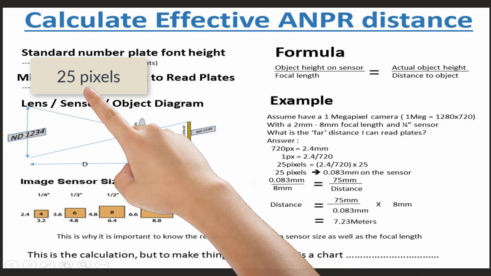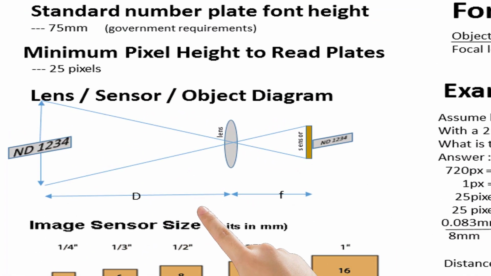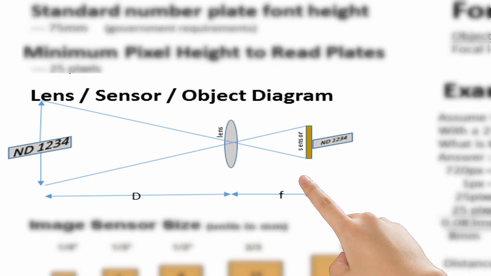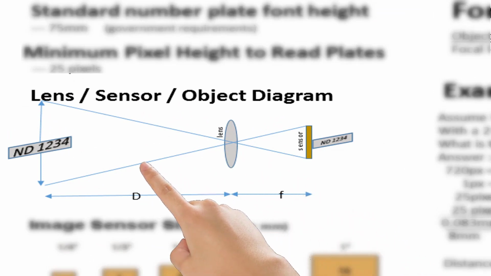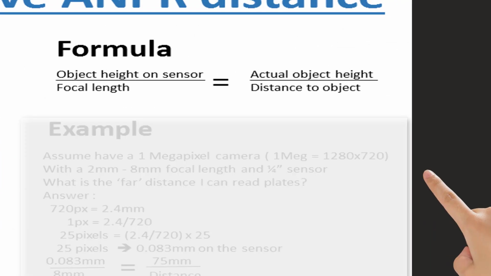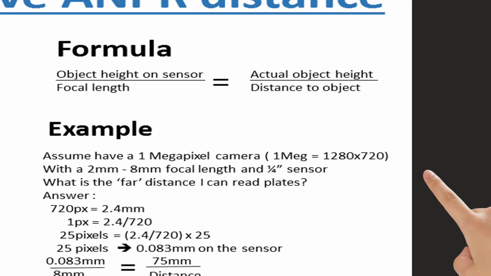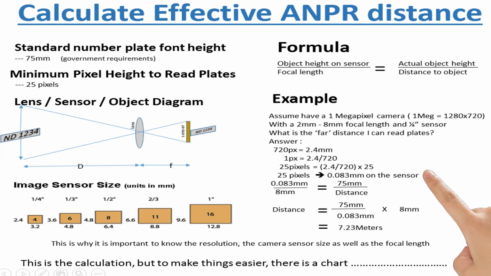The optimum distance from an existing camera to the number plate can be calculated as long as the focal length is known. Alternatively, the correct camera spec can be calculated for a given site. This is the formula showing the ratio of object height on sensor to focal length is the same as the actual object height to the distance to the object. Following the simple example of a 1 megapixel camera with an 8 mm focal length and a 1/4 inch sensor, the far distance to a recognizable plate can be calculated by simply plugging in the numbers.